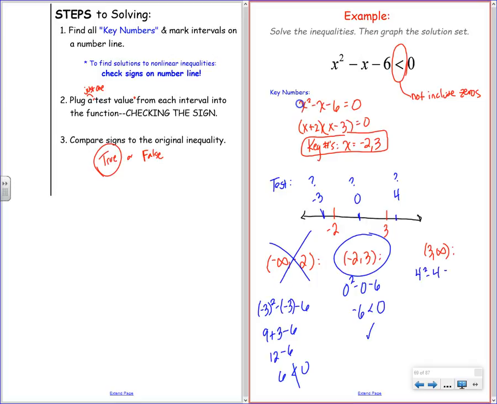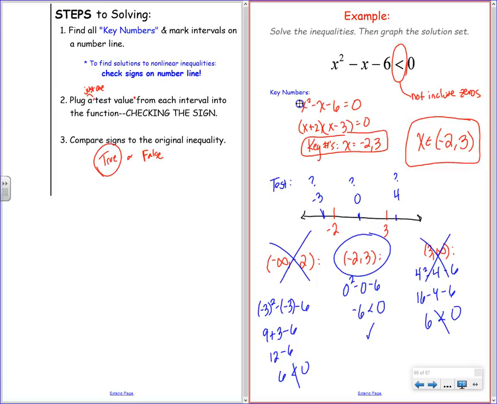I apologize for those of you that I made erase. 16 minus 4 minus 6, that's 6. Is that less than 0? So therefore, what is your only solution for this problem? The interval -2 to 3. So, my final solution: solve the inequalities. x is within the interval from -2 to positive 3. Got it.